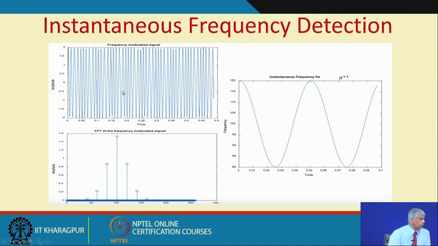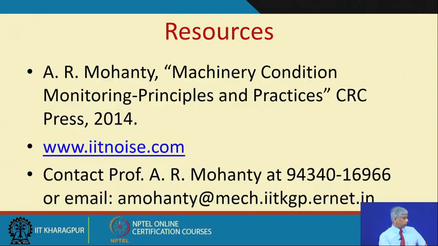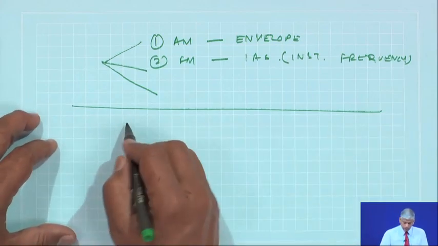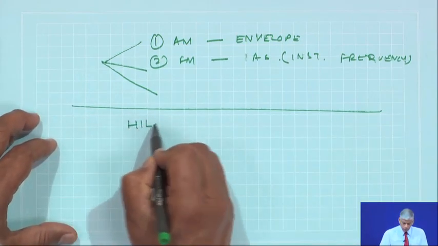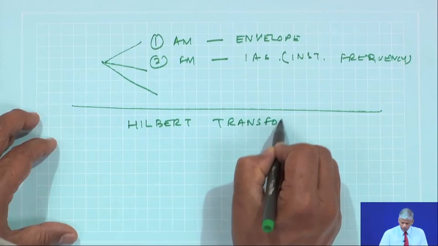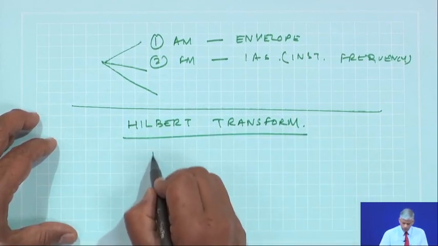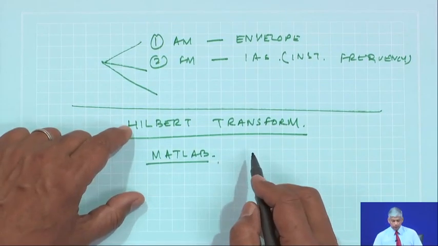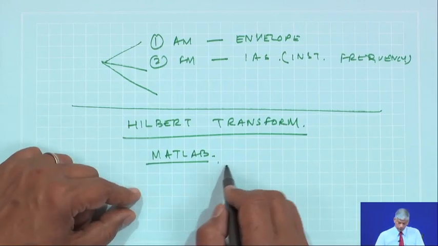In frequency modulated signals, I can see the instantaneous frequency of the frequency modulated signals. This is how the envelope analysis is going to help us look into these signals. Now, I will give you an example. There is a software called MATLAB, which we will discuss in some of the subsequent classes. Through MATLAB, I can get the Hilbert transform of any signal and just do the envelope detection.